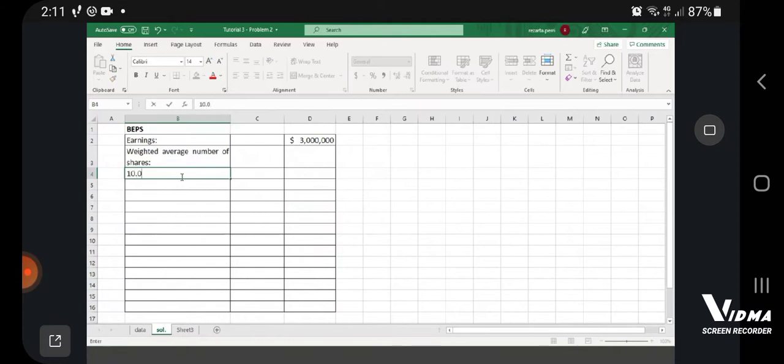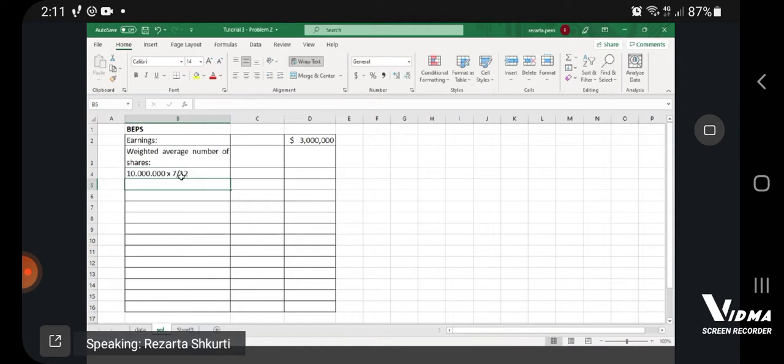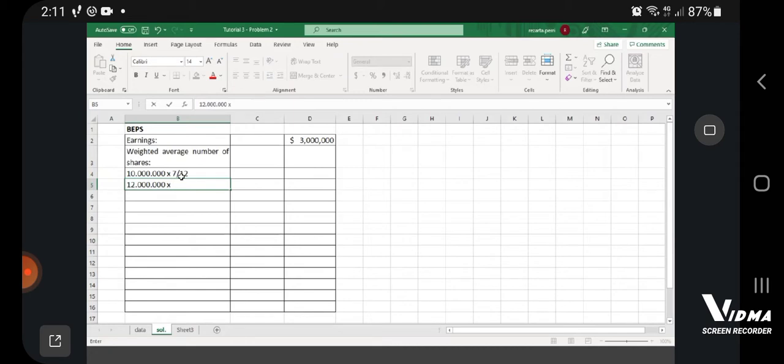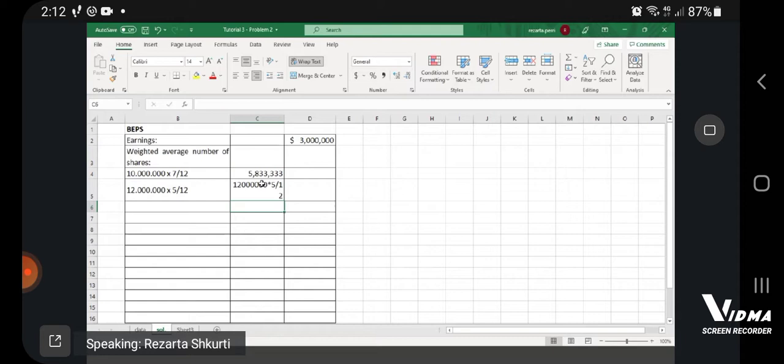So 10 million multiplied by 7 to 12 months that are in issue. And then we have 12 million after issuing 2 million new ordinary shares. These 12 million are in issue for 5 months out of 12. So let's make the calculations over here to have it easier to perform everything later. 10 million multiplied by 7 divided by 12, and that would be 12,000,000 multiplied by 5 divided by 12.